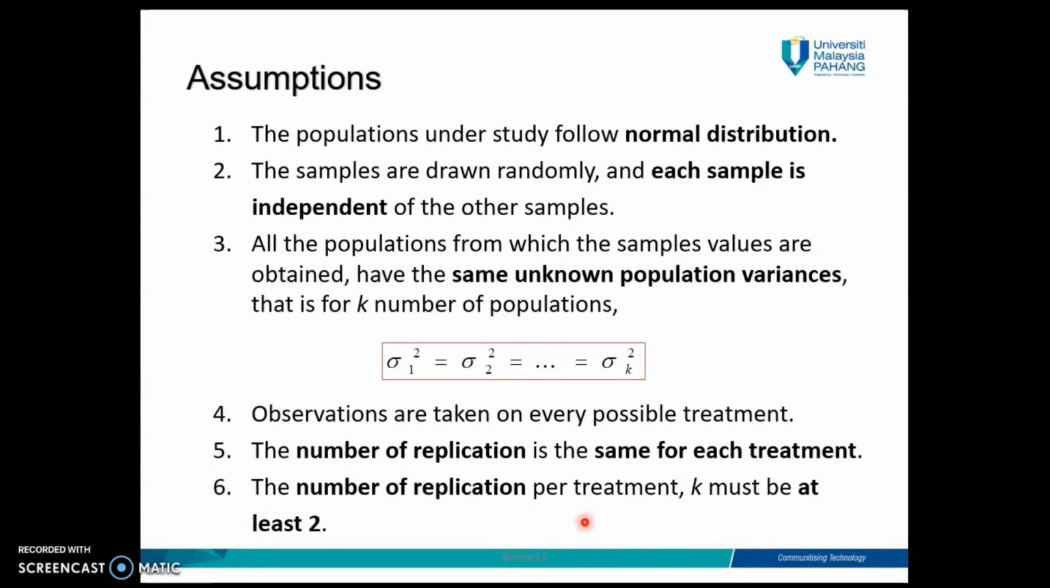that if your experiment has 10 treatments, so treatment 1, treatment 2, treatment 3 until treatment 10, each treatment has to have at least 2 replications. You need to collect at least 2 data from each treatment. And if for treatment 1 you collect 3 data, then for the second treatment you must also collect 3 data. The third treatment also you must collect 3 data. So all 10 treatments must collect 3 data. Same number of replication, and the number of replication must be at least 2. So these are the assumptions that you need to fulfill in order to conduct a two-way ANOVA analysis.